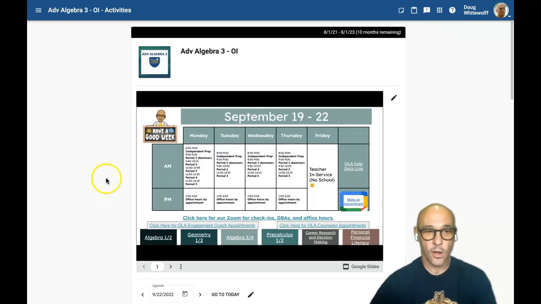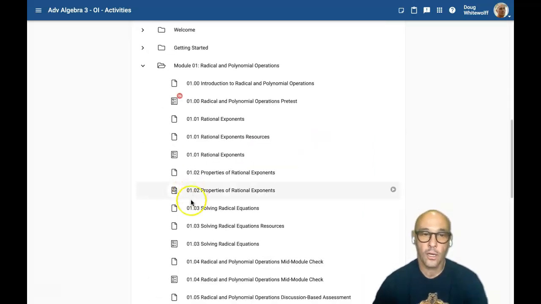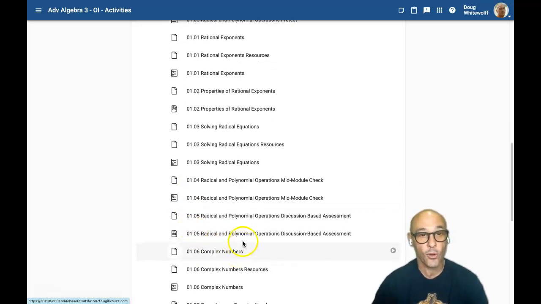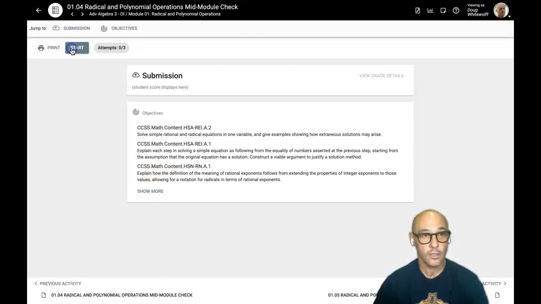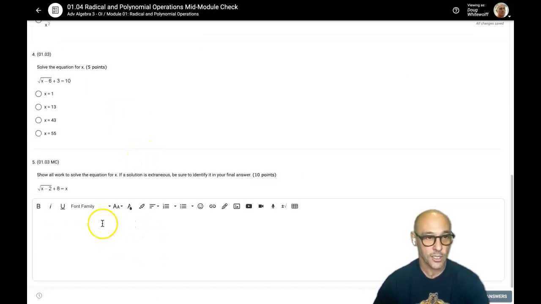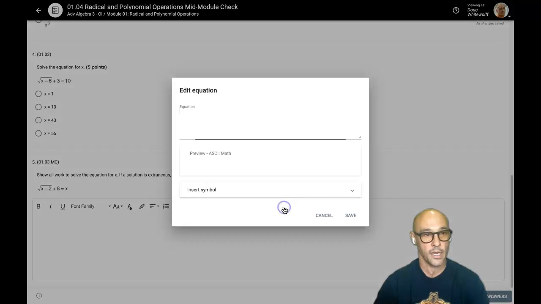All right. If you are in an assignment that asks you to submit an answer, like in 1.04, the last question asks you to show all your work. And there's this box here where you can type and show your work. However, typing the math in here is difficult to do in a way that's clear. But one thing that'll help is this equation writer. It says insert equation right here.